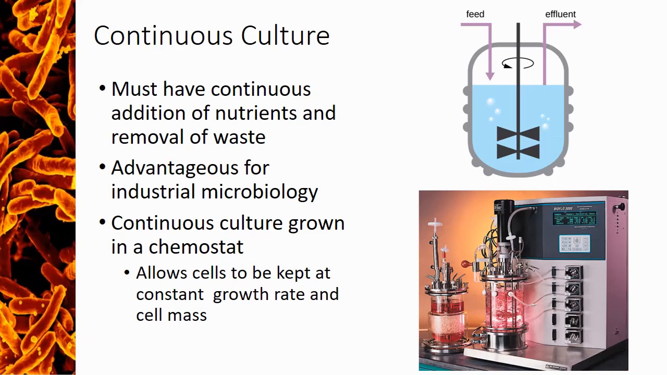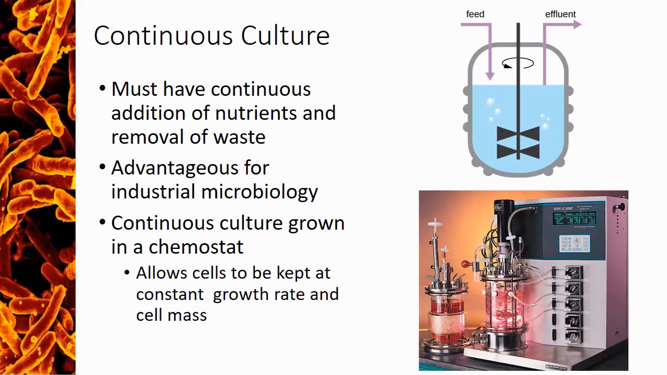By controlling the amount of nutrients and waste products that accumulate, you can keep the cells in either exponential or stationary phase growth. This is typically what's done in industrial microbiology, where the microbes are being used as little biological factories to produce molecules for us. For example, insulin-producing E. coli are kept in exponential phase so that they're continuously transcribing and translating the insulin protein, which is then purified from the culture.